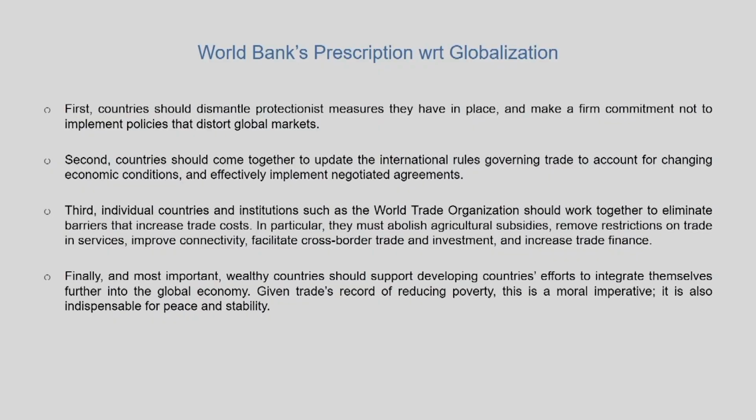And it is here that it is important to bring in the idea of the World Bank's prescription with respect to globalization. The World Bank is a Bretton Woods institution, and there are certain prescriptions made with respect to globalization which have made the political divide between the global north and the global south more intense. The first prescription given by the World Bank is to dismantle protectionist measures that the developing countries have in place and make a firm commitment not to implement policies that distort global markets.